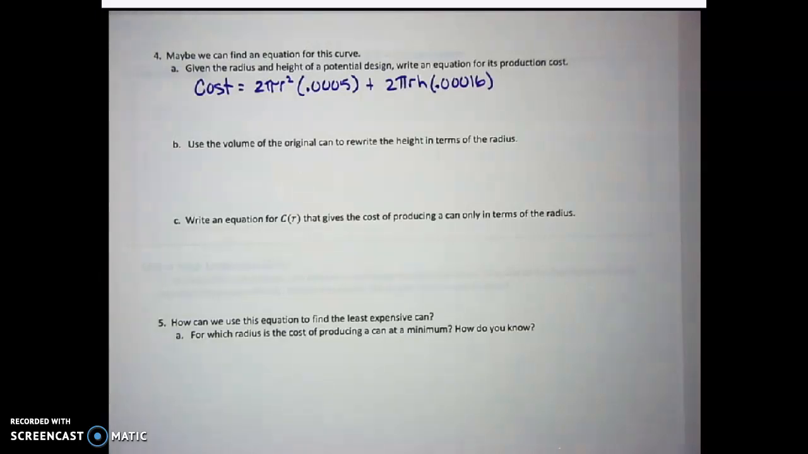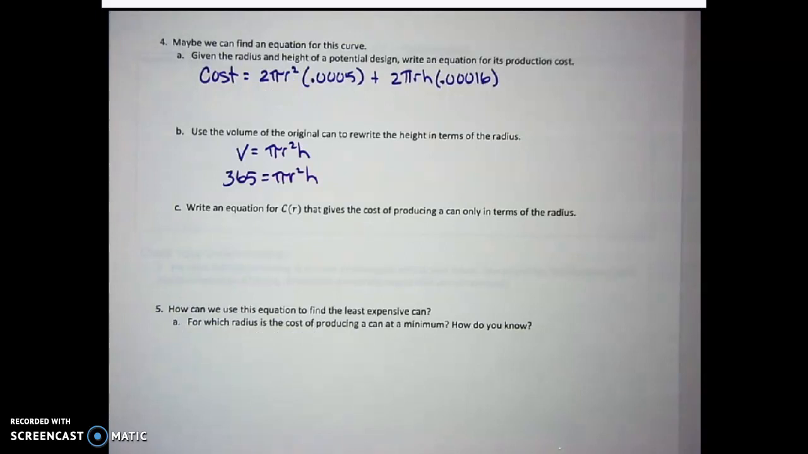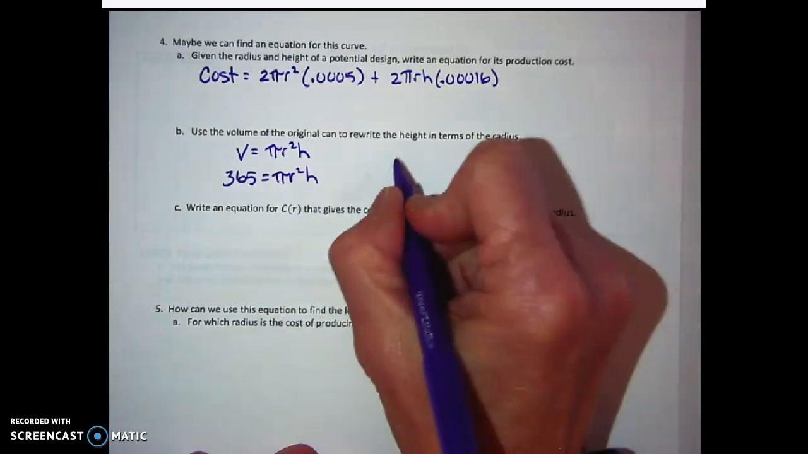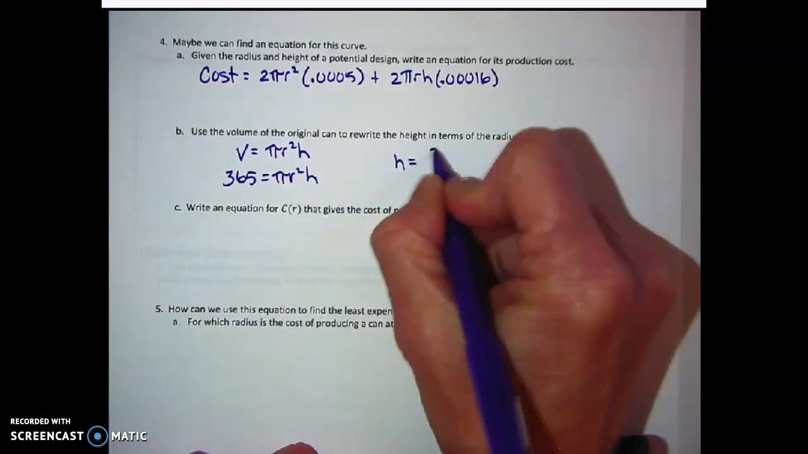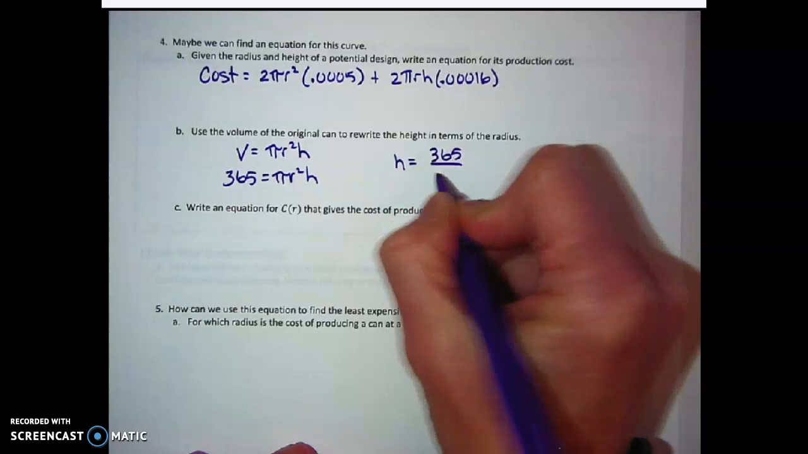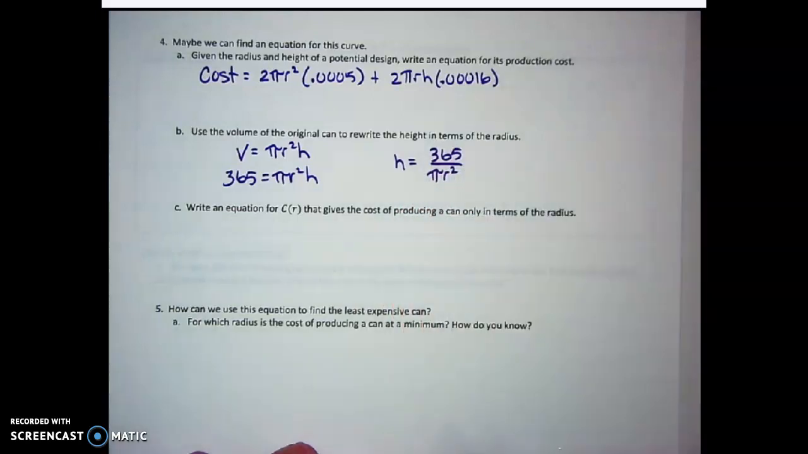Stepping away from 4a for a second, can we use the volume of the original can to rewrite the height in terms of the radius? We already did that previously on the other page. The volume of the can is pi r squared h, but we know that the volume is constant, so if we solve this for h, dividing both sides, we get h equals 365 divided by pi r squared.